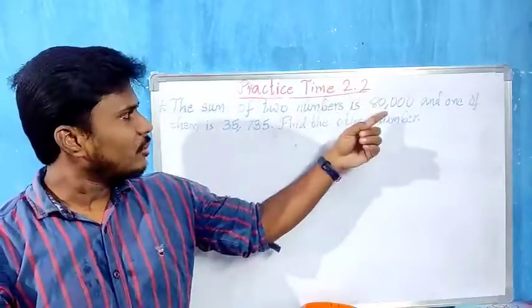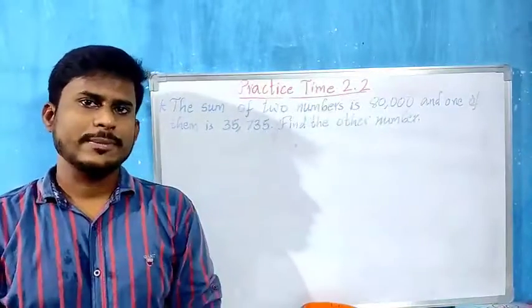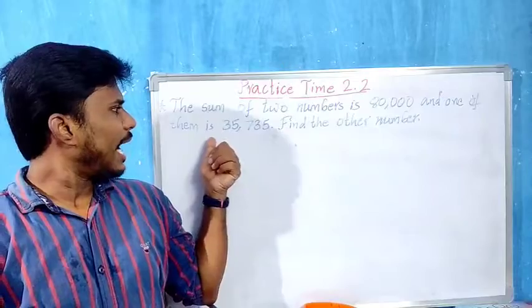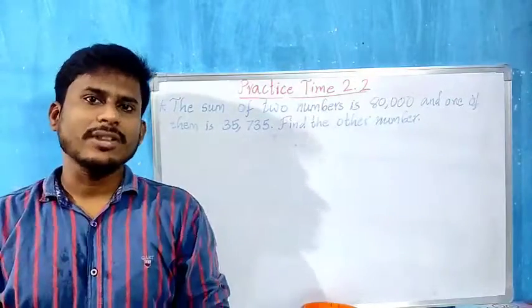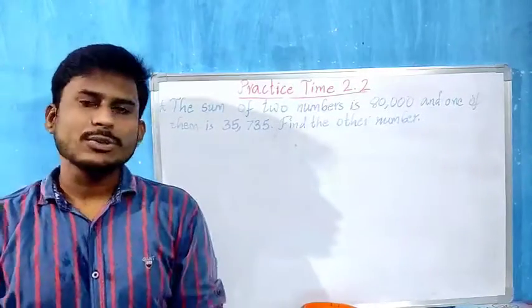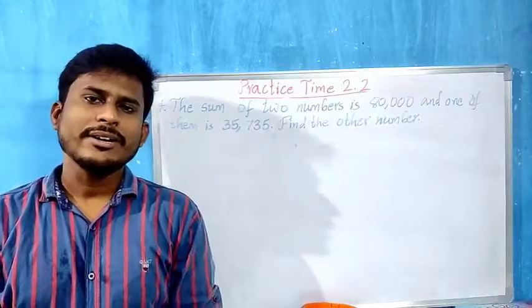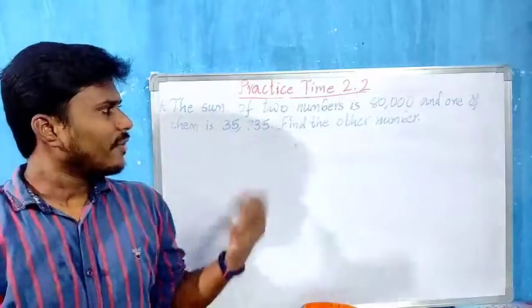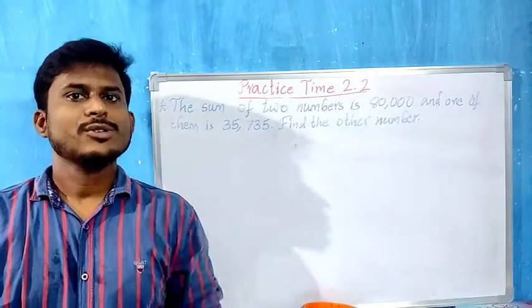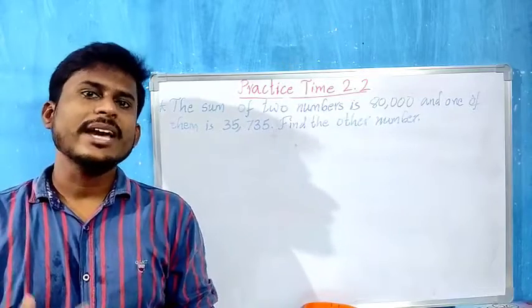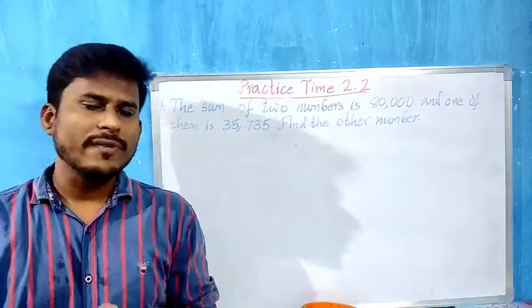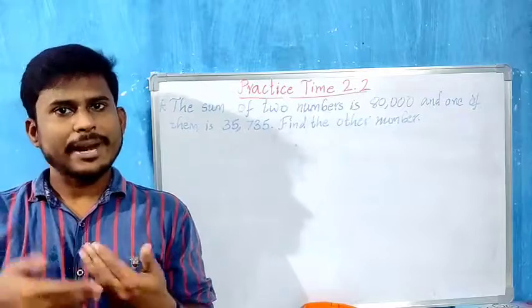So 80,000 is the sum of the two numbers. That means, see, addend 1 is 35,735. What is addend 2, children? How can you find addend 2? So this is like what, children? A missing addend. A missing addend, how do you find, children? We have to do subtraction.